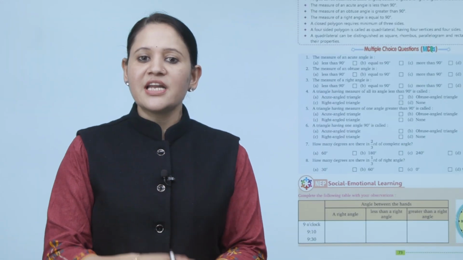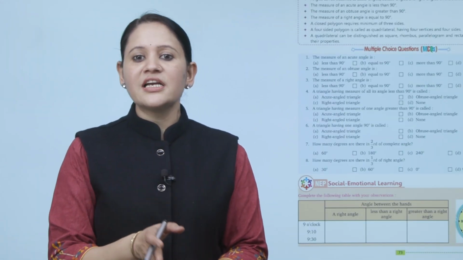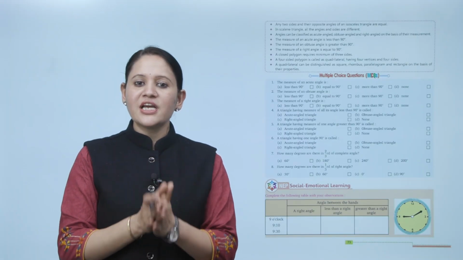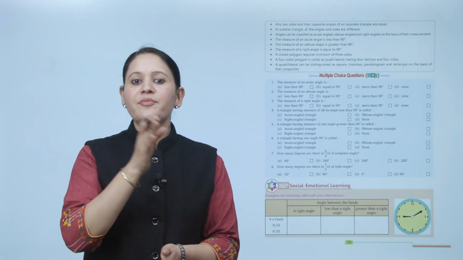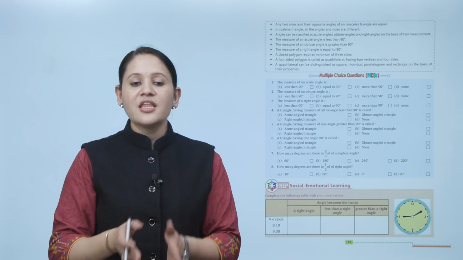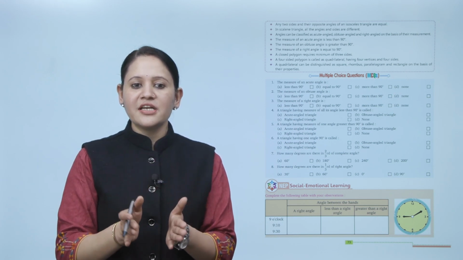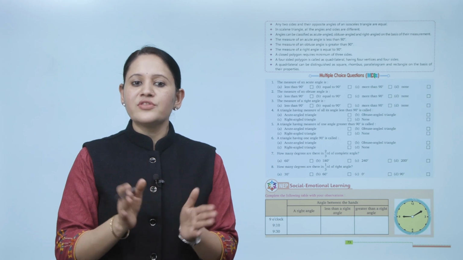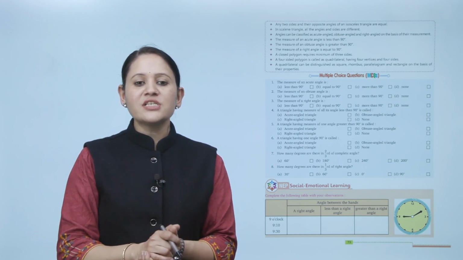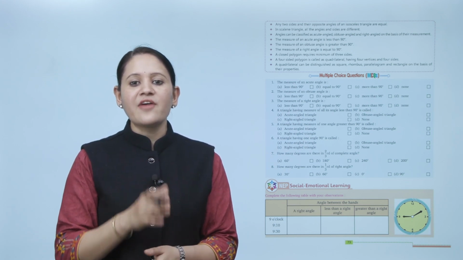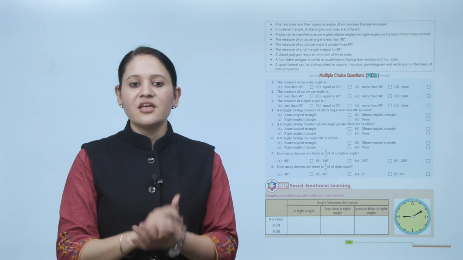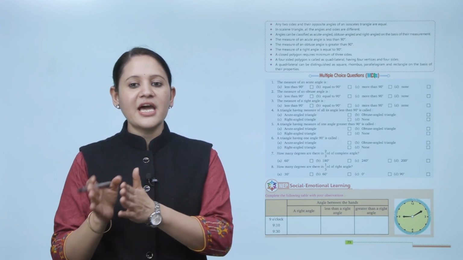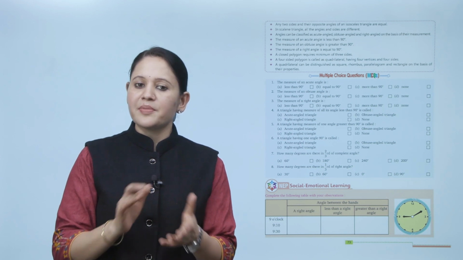Triangles can also be classified as acute angle triangle, obtuse angle triangle and right angle triangle on the basis of their angle measurement. The measure of an acute angle is less than 90 degrees. The measure of an obtuse angle is greater than 90 degrees. The measure of a right angle is equal to 90 degrees. A closed polygon requires a minimum of three sides. A four-sided polygon is called a quadrilateral, having four vertices and four sides. Quadrilaterals can be distinguished as square, rhombus, parallelogram and rectangle on the basis of their properties.